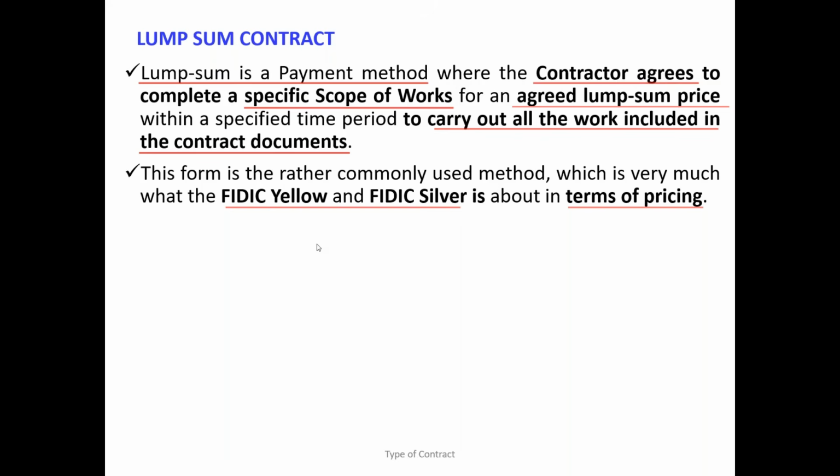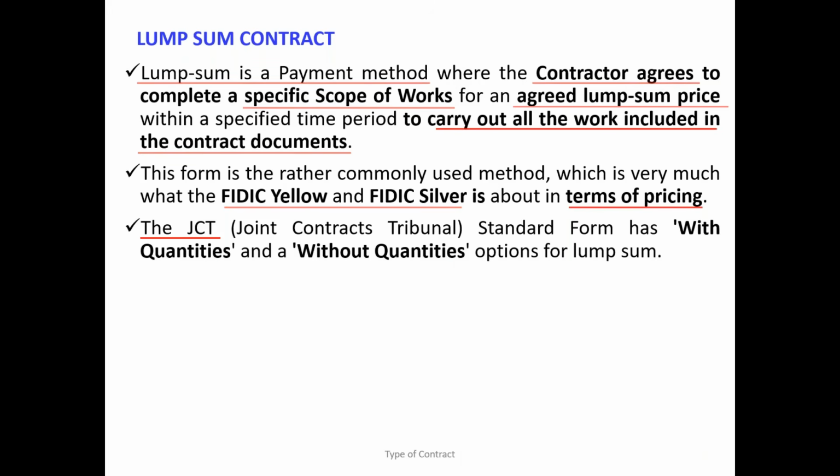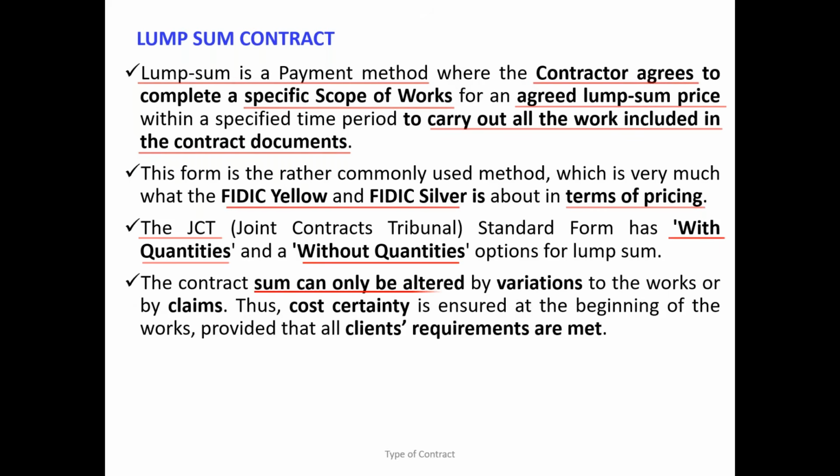This lump sum contract concept actually comes from the JCT, because in this part of the world we use the FIDIC form of contract. But the JCT has versions with quantities and without quantities. Those documents are where it originated, but the concept is utilized and well established in other forms of contract as well. In a lump sum contract or lump sum project, only the price can alter by variation.